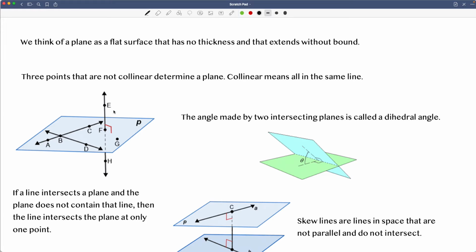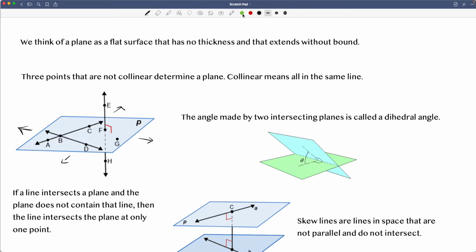So imagine like if this continued in all directions continuously, right? It's a slice of reality on a thin sheet. That would be what we consider a plane. 3 points that are not collinear determine a plane. Collinear means all in the same line.